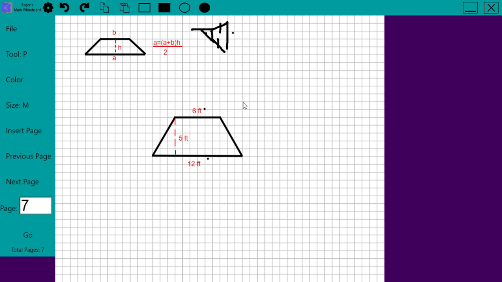12 plus 6 is 18. And then 18 times 5. 10 times 5 is 50. 5 times 8 is 40. 40 plus 50 is 90. So 90 feet squared is going to be our area for the trapezoid here.